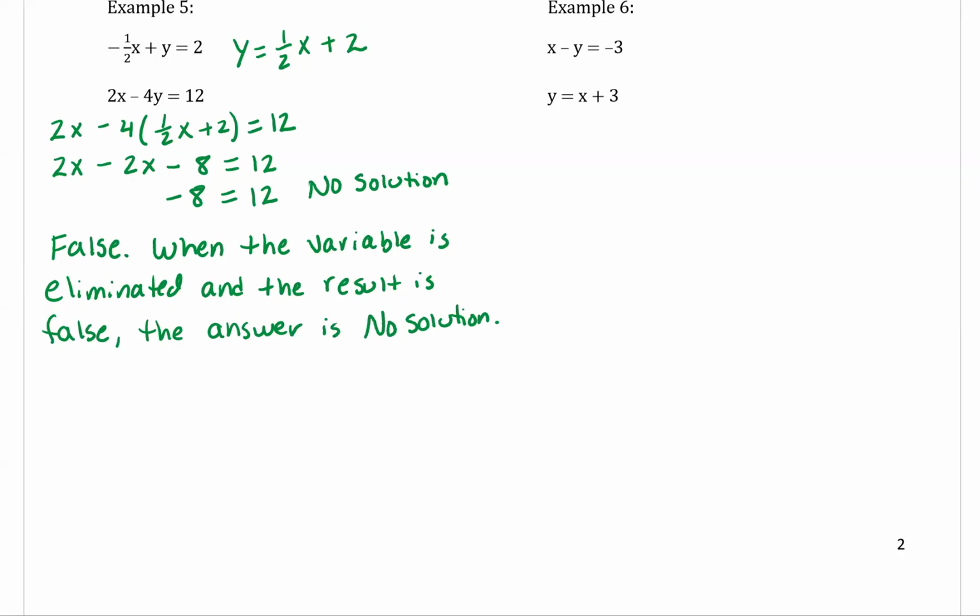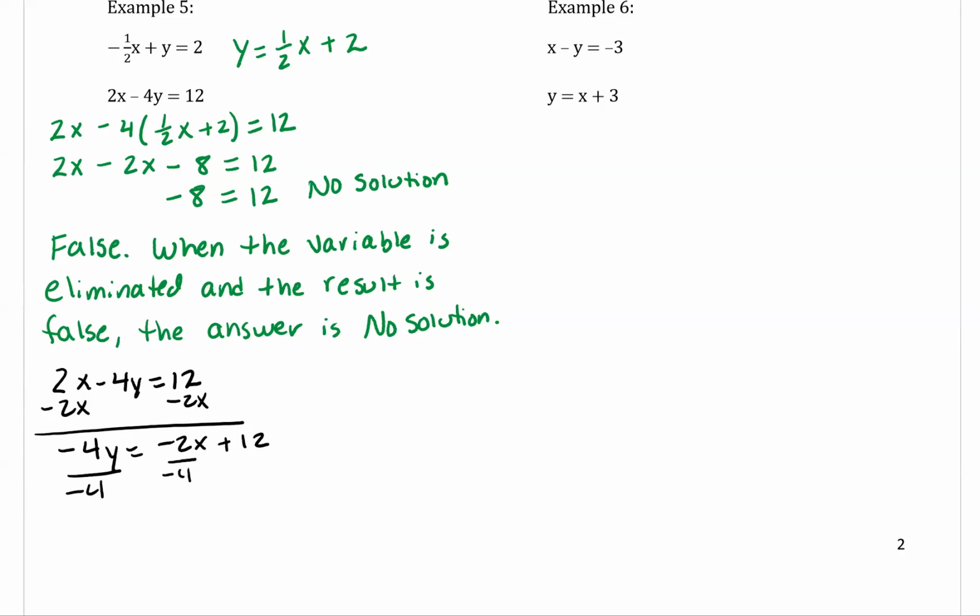All right, so let's take a look at the second equation. This is just extra added bonus material here. If we have 2x minus 4y is equal to 12, and we want to solve this for y, we have y equals 1/2 x minus 3.